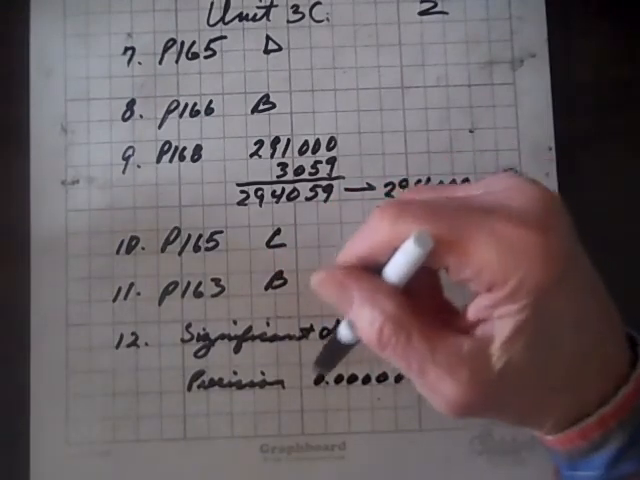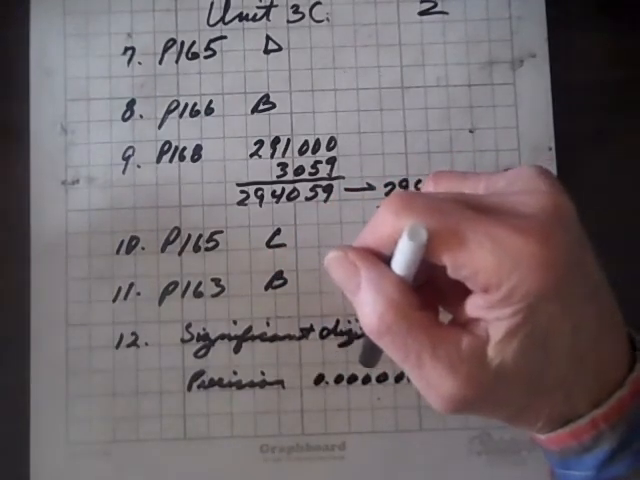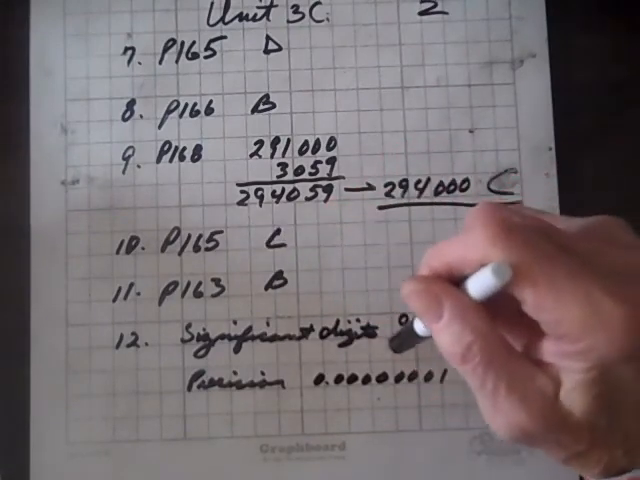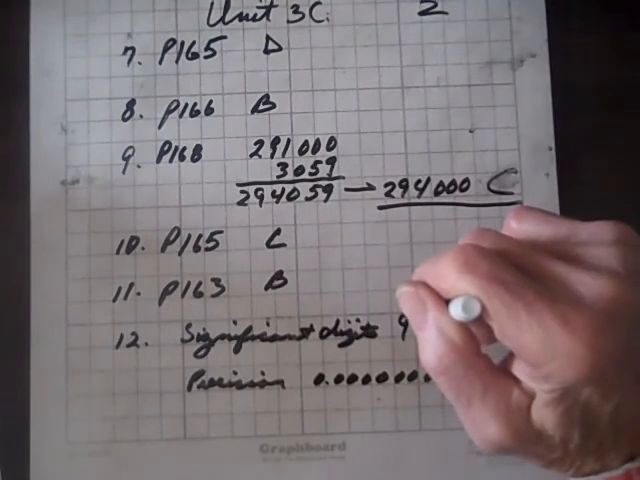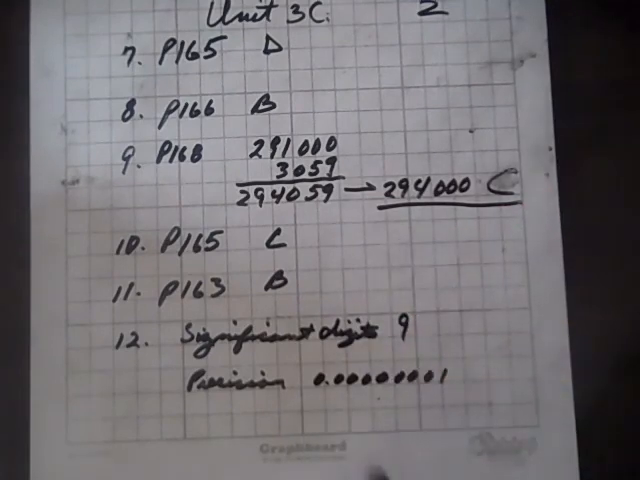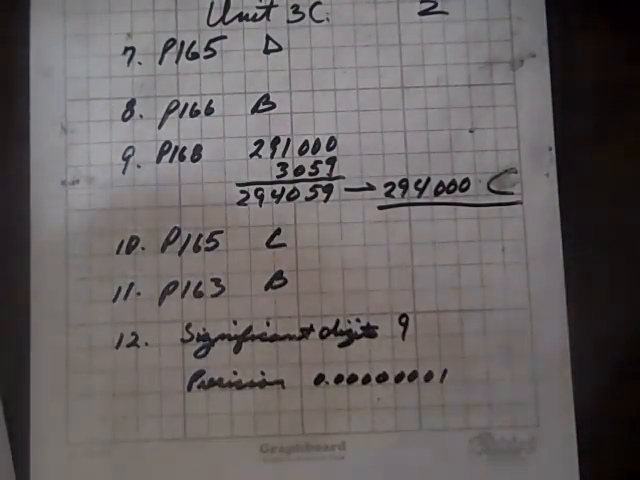And for number 12, all the answers, at least on my sheet, are in error. So they don't have the correct answer there. The correct answer is 9 significant digits, and the precision is to the, I'm going to count out here, tenth, hundredths, thousandths, 10,000ths, 100,000ths, millions, 10 millions, 100 millions. Anyhow, 1, 2, 3, 4, 5, 6, 7, 8 places to the right of the decimal. And we're done.